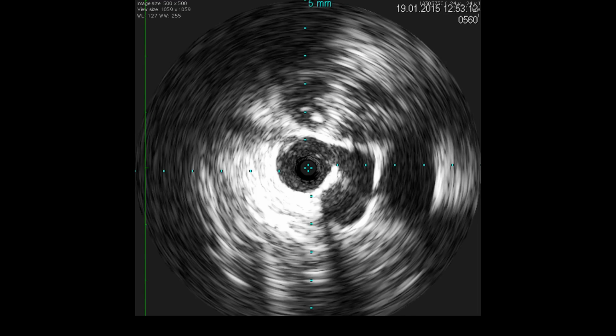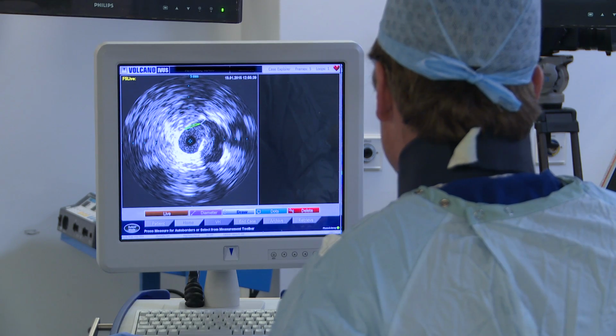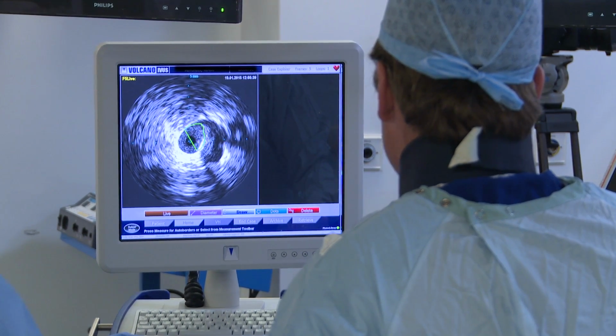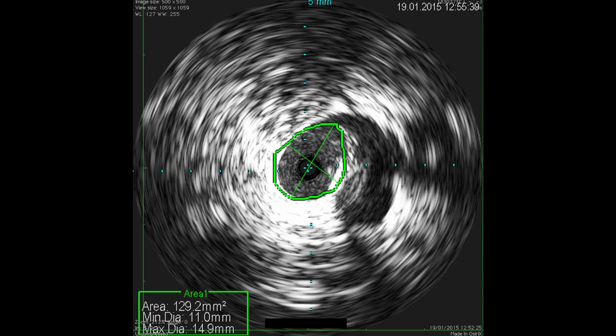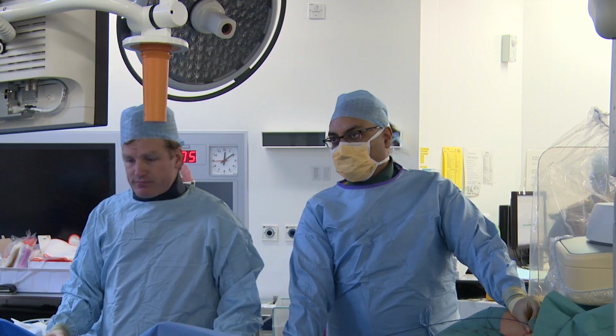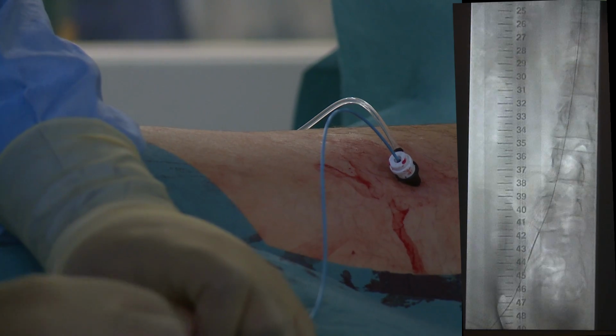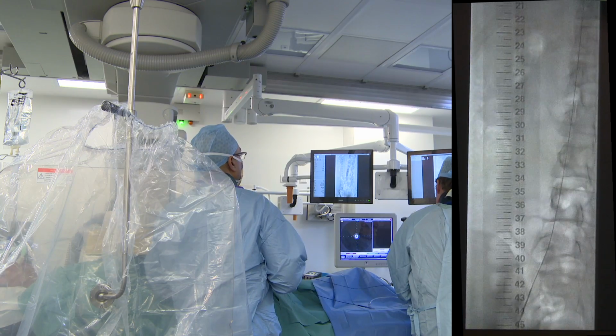The IVUS catheter is advanced centrally to a normal vein segment. Assess the diameter of the normal vein and take the average of the minimum and maximum diameter. Select a stent size at least 2 mm larger than the surrounding normal vein. In this case, a 16 mm diameter stent was chosen, as the average of the minimum and maximum diameters was 13 mm.